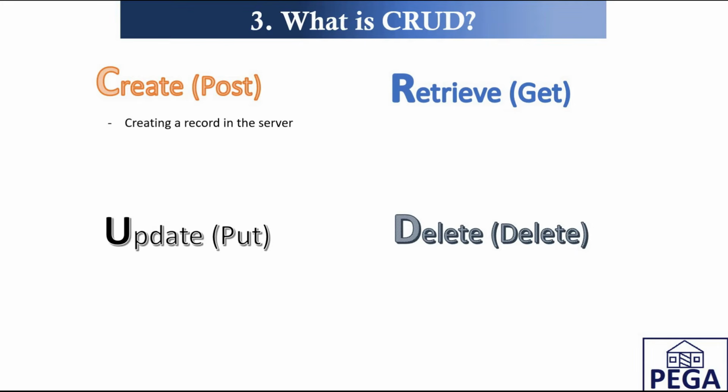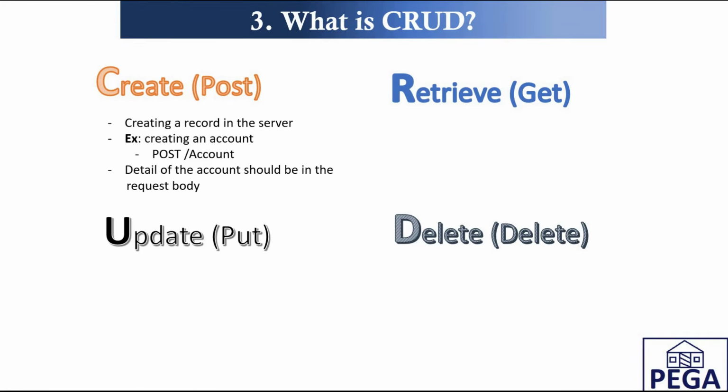Now, for create, what is the best example, or what do you mean by creating a record in the server? Let's say you want to create an account. Then the API that can solve the problem is POST /account. I'm going to go into detail about method and URL, but just think about this. Right now, you have created an account.